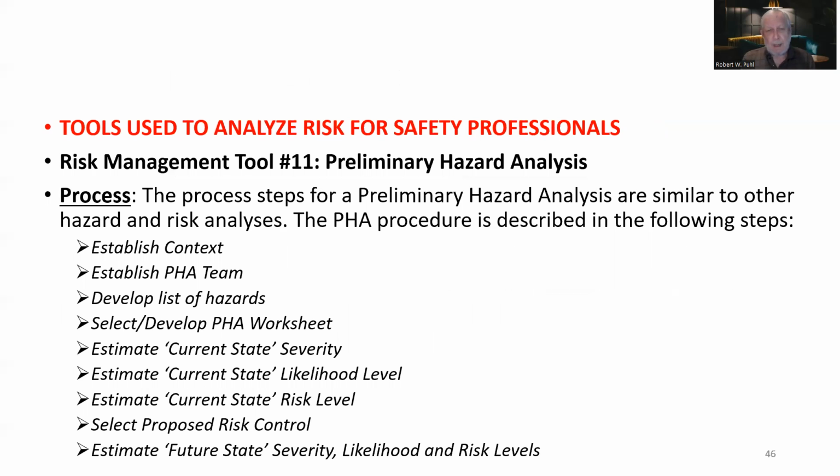No surprise there, right? The PHA procedure is described in the following steps: establish context, establish a team, develop a list of hazards, select development of PHA worksheet, estimate current state severity, estimate current state likelihood level, estimate current state risk level. Where do you find severity, likelihood, and risk? A risk matrix, right? Select proposed risk control, estimate future state severity, likelihood, and risk levels. So you can see the same things are done in a lot of different ones of these too.